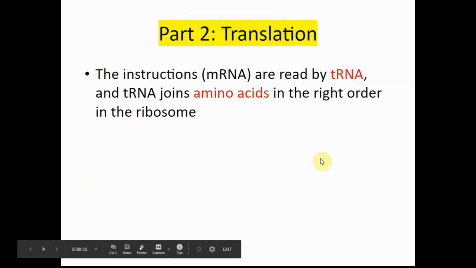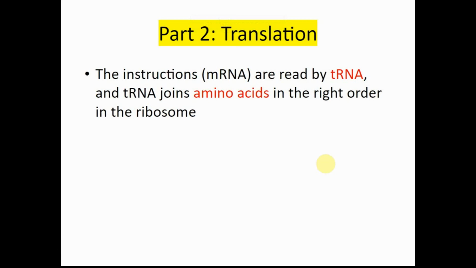Now, part 2 of protein synthesis is translation. During translation, tRNA is going to read the instructions in the mRNA molecule, and it's going to join amino acids together to create a polypeptide.